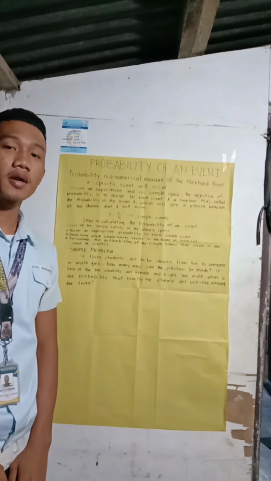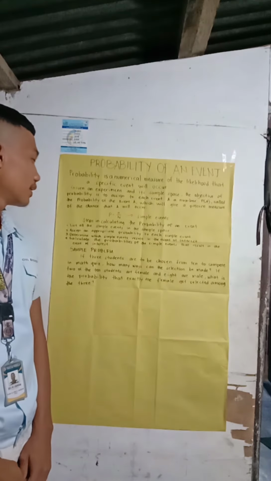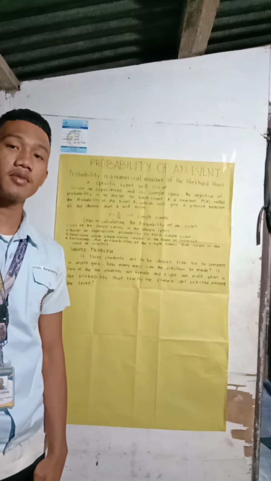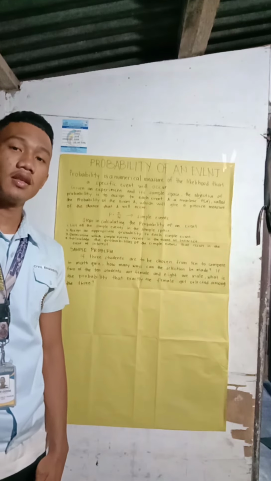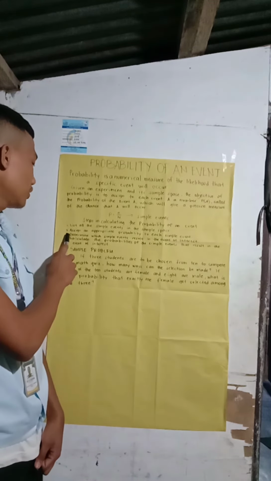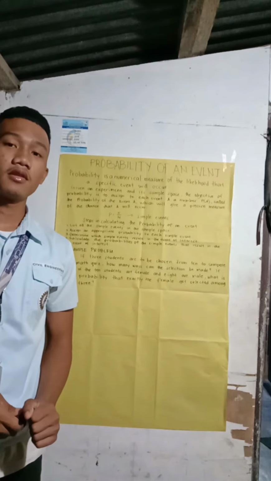Sometimes in problems, the probability of each simple event is given, so we don't need to assign, but sometimes we need to assign the appropriate probability. Third, determine which simple events result in the event of interest. So we should determine what is being asked in the problem.